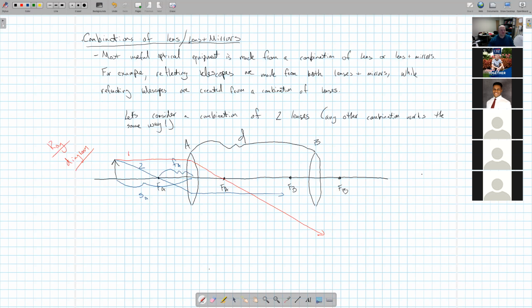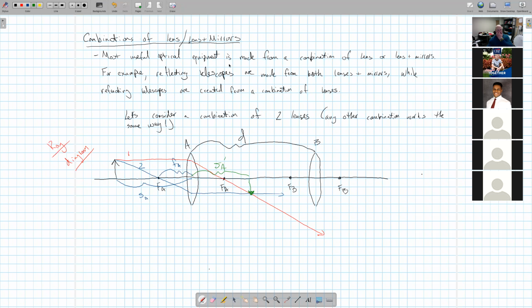As we talked about yesterday, where these 2 lines converge is the location of my image, okay? If I put some nomenclature on here, the distance from the center of the lens to where the object is, I'm going to call S of A. That is the object distance from lens A. F of A is the focal length of A, and now we can call the distance from the center of the lens to the location of the image the image distance A.